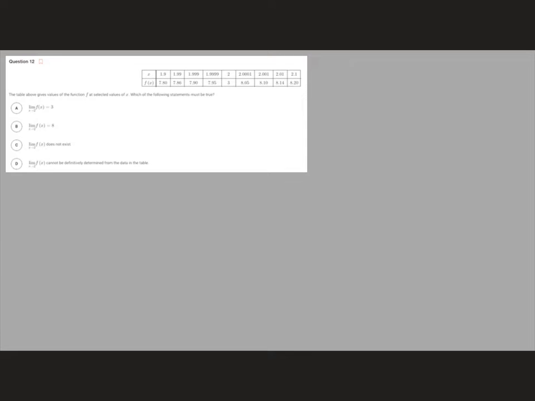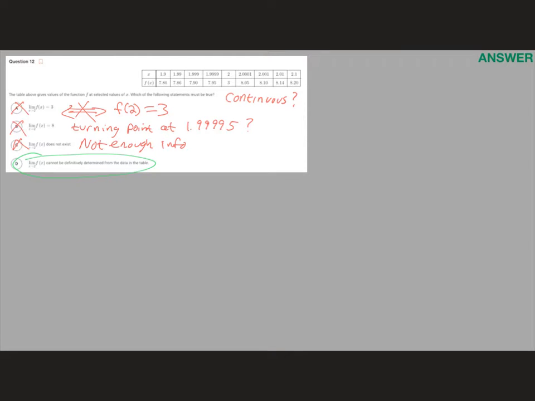So in the first one, we've got a table of values. It goes from roughly inputs of 1.9 up to 2.1, and it asks us mostly about the limit as x equals 2. The big missing piece of information is whether or not this function is continuous, and because it doesn't mention that the function is continuous, we really have very little to work with.